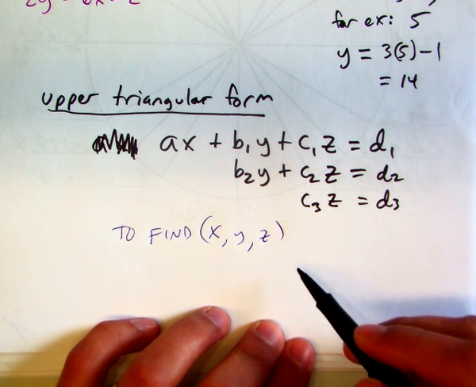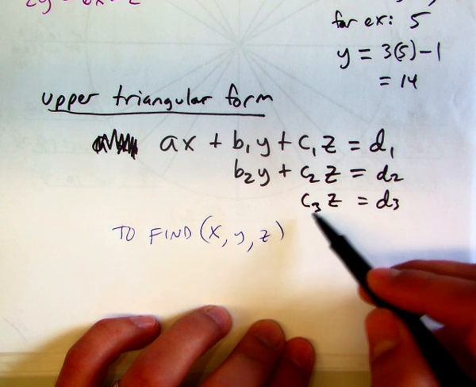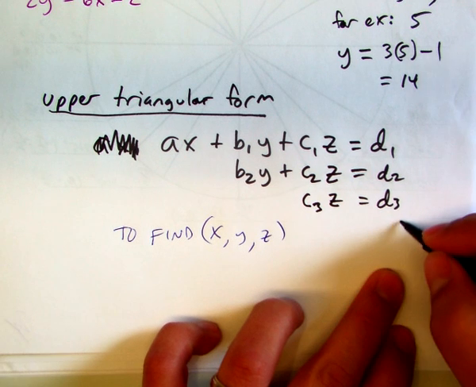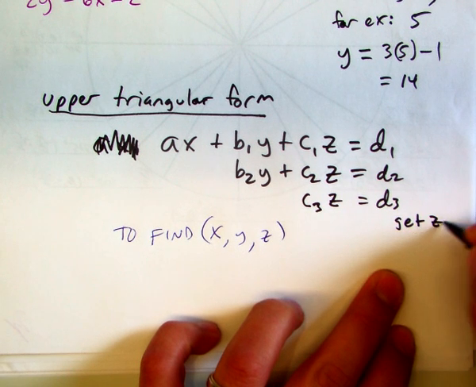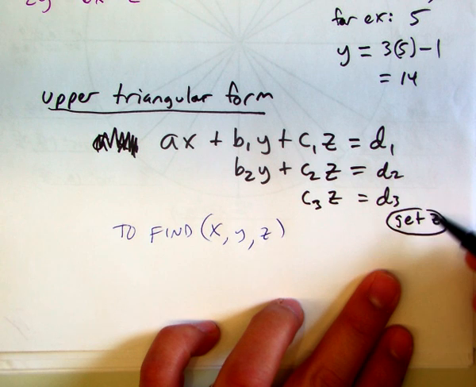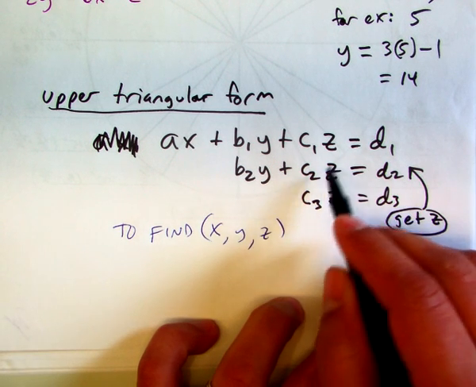Z. You could find z real easily because all you'd have to do is divide by whatever that number is and you're done, right? So first you'd solve for z, and then what would you do with that? Where should you plug it in most likely? On the second one. Because when you plug it in here, now we know what this is, we can move it over, and then we can find y.